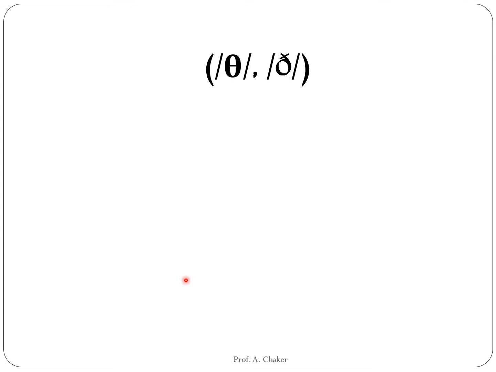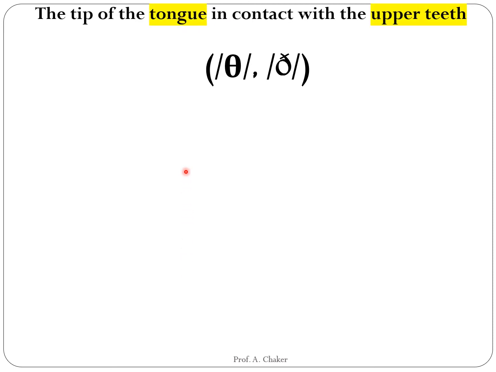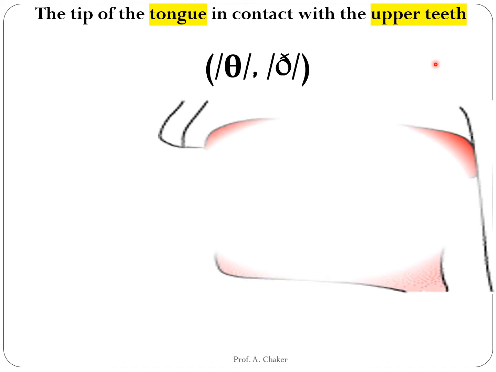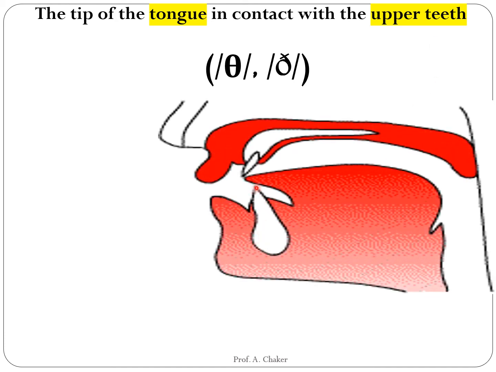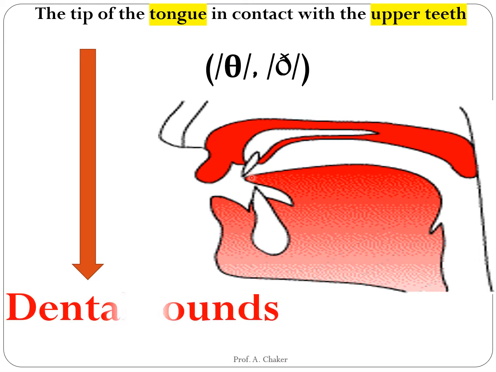Th and th. Which organs are involved? The tip of the tongue, so the tongue, and the upper teeth. Have a look at the picture. You see the tip of the tongue involved with the upper teeth. Th, th. These sounds are called dental sounds. Dental. Teeth, you see? Dental sounds.